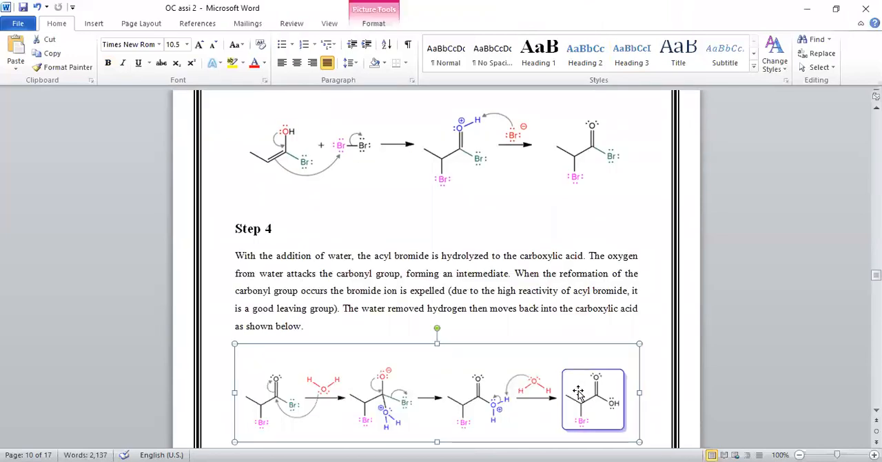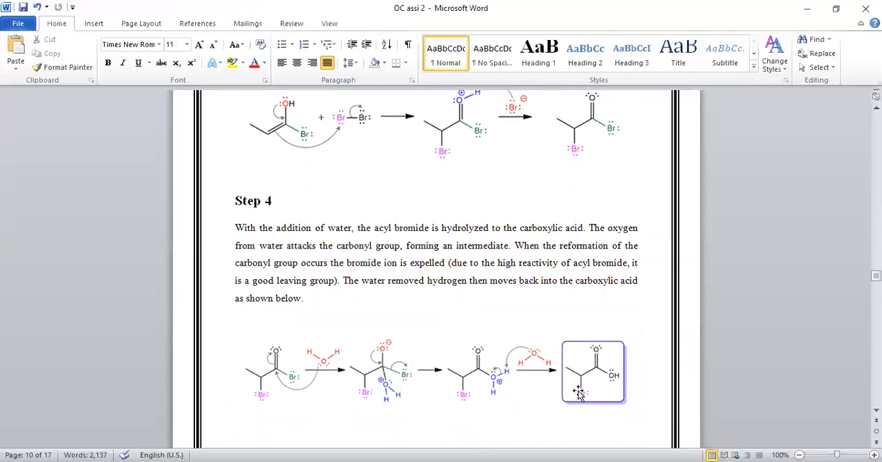In step 4, with the addition of water, the acyl bromide is hydrolyzed to the carboxylic acid and the oxygen from the water attacks the carbonyl group, forming an intermediate. When the reformation of the carbonyl group occurs, the bromide ion is expelled. The water-removed hydrogen then moves back into the carboxylic acid as shown below.